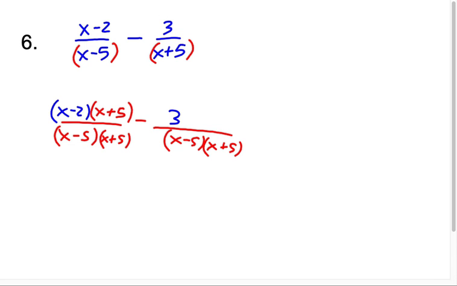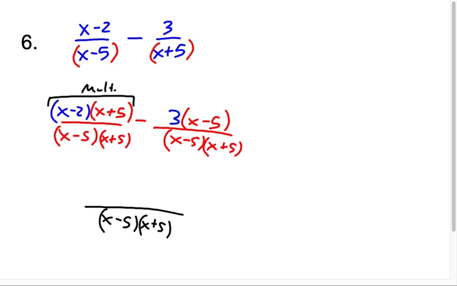Over here we have this 3, but now my new multiple that I had to multiply this side by is this x minus 5. So now my denominator doesn't change, so x minus 5, x plus 5. But now on top, in my numerator, I want to multiply these out. I want to multiply this out, so take this 3 through and multiply again, and then collect like terms. So if I do that, the first one's going to be an x squared. I'm going to have a 5x, negative 2x, and then minus 10.